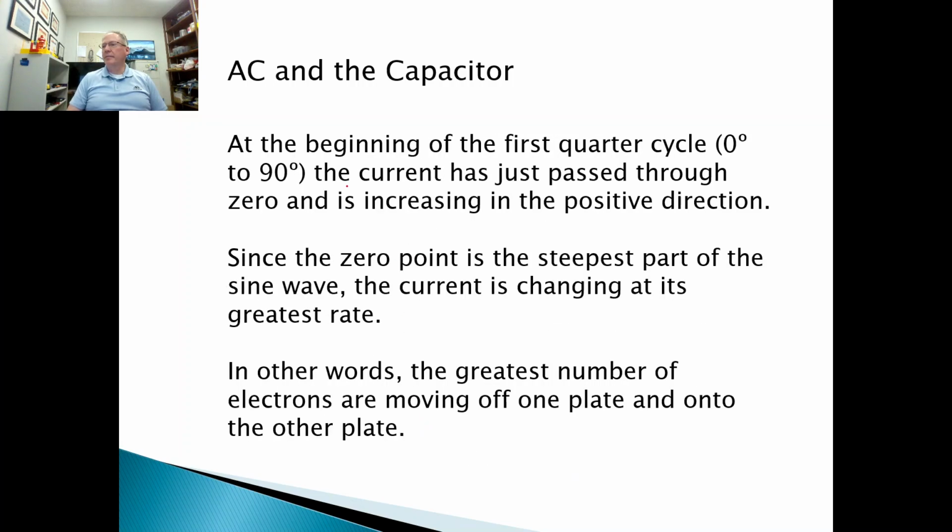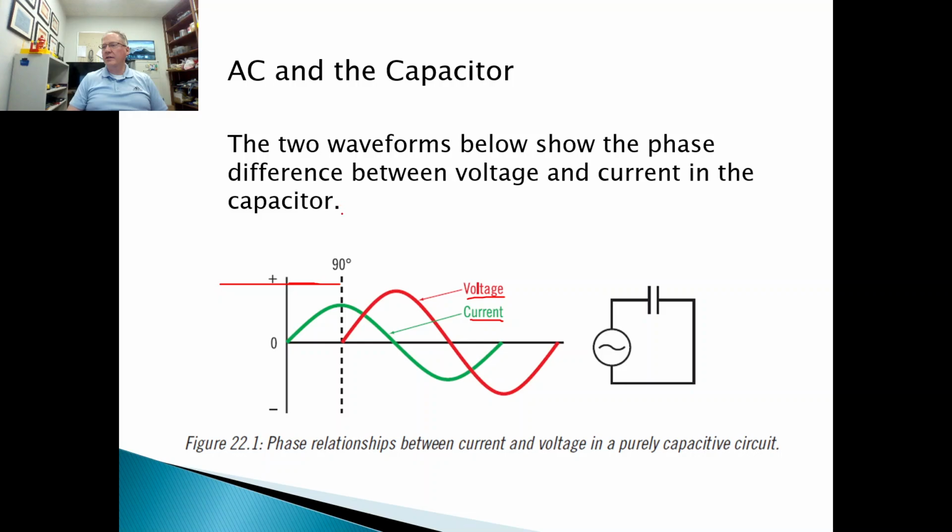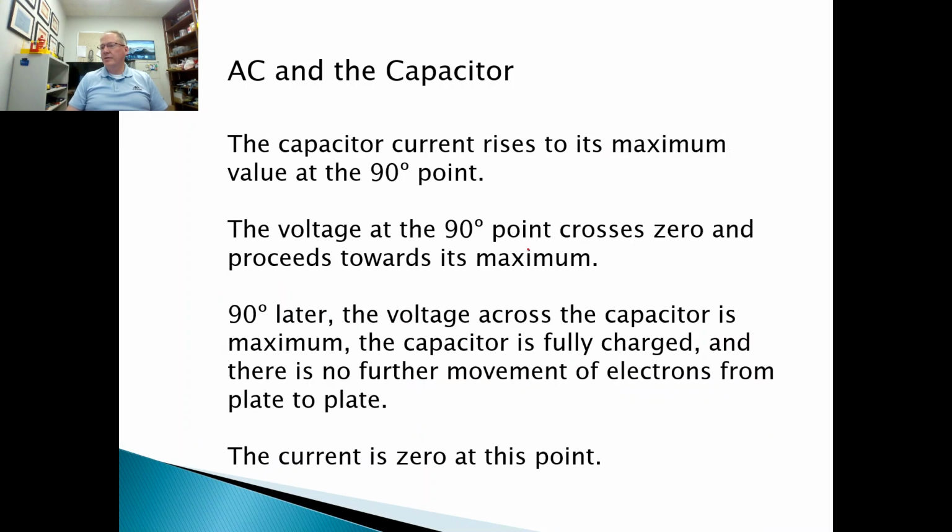All right? So when the capacitor voltage is increasing, the current is decreasing. And you can see that on that curve. So as the voltage increases, the current decreases. So when this is maximum, this is at 0. And when this is at maximum, this is at 0. All right? So we want to keep that in mind as we go through this.